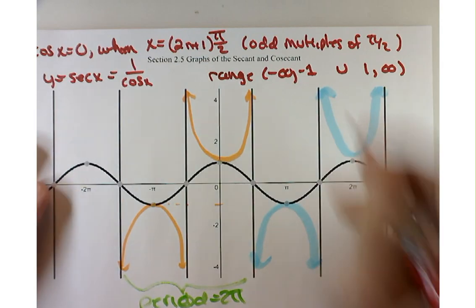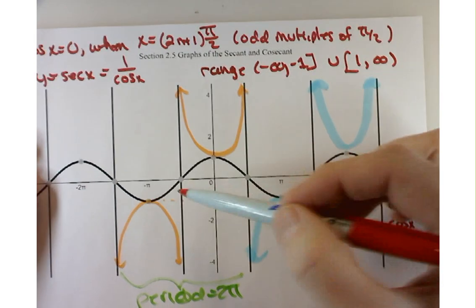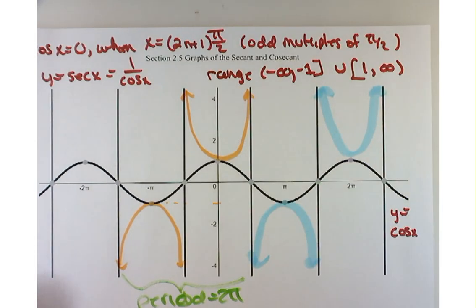That's exactly what I was going to ask next. Brackets or parentheses? You're going to have brackets because the function actually does get up to 1 and does get down to -1. Nice.